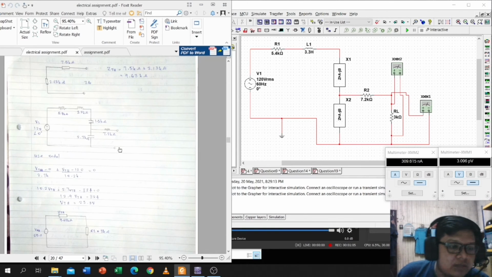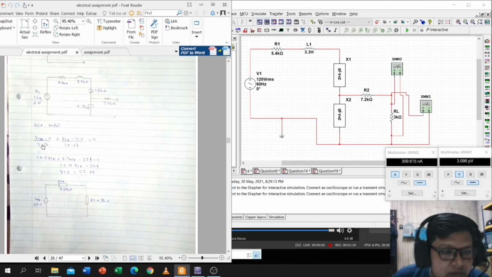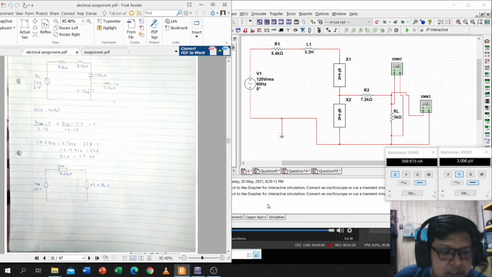The next step is you use nodal analysis here. Just calculate using nodal analysis, and we get the answer for VTH, 25.11, and here is the final answer.